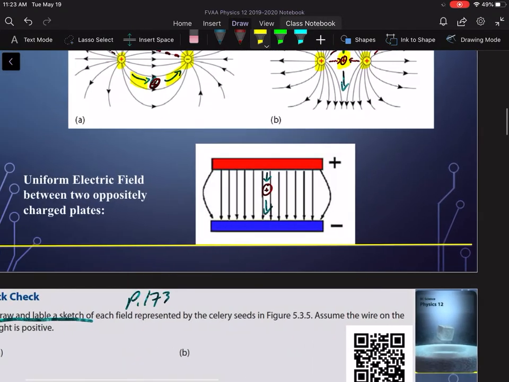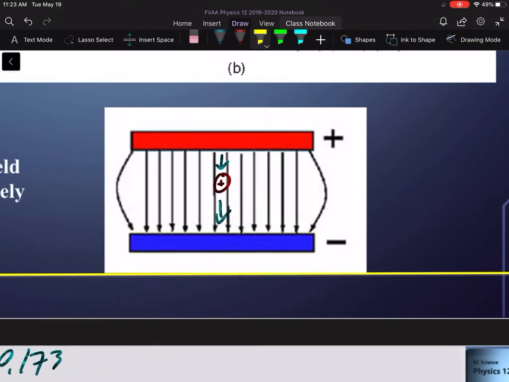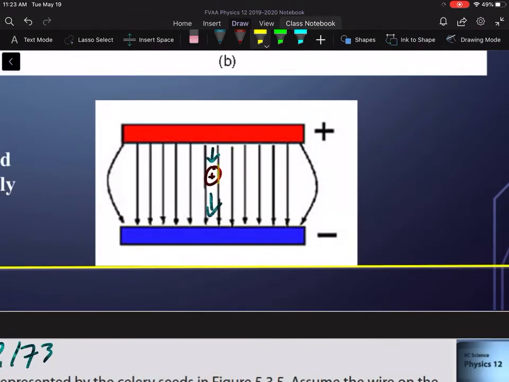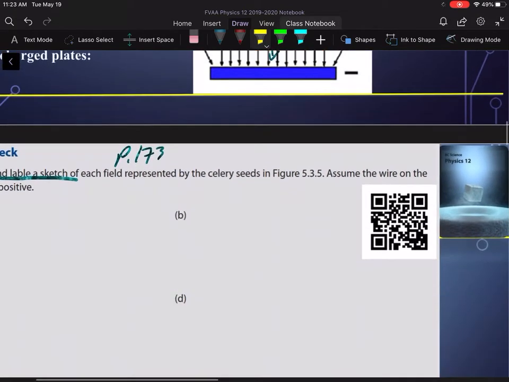Okay, you also have situations like this where you don't have a single point producing electrical field, but you have plates, but it's the same idea here. If you were to put a positive charge in between them, it would get pushed away from the positive side and attracted to the negative side.